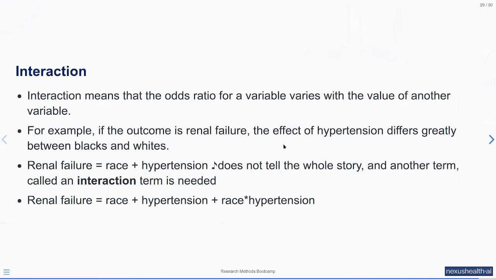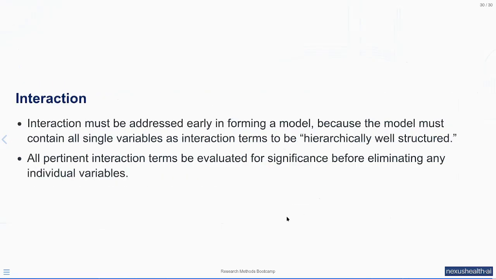Interaction means that the odds ratio for a variable varies with the value of another variable. For example, if the outcome is renal failure, the effect of hypertension will differ greatly between blacks and whites. So renal failure equals race plus hypertension does not tell the whole story, and another term called an interaction term is needed, and this interaction term is race times hypertension. So renal failure equals race plus hypertension plus race times hypertension. This term here is the interaction term.